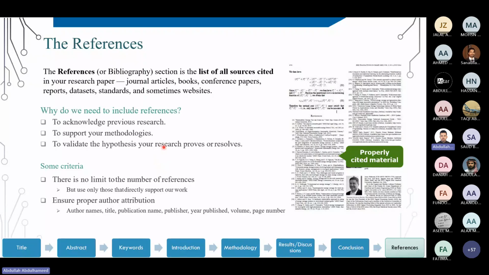Ensure proper author attribution. Okay, this is actually when you write the references, I believe you should be in a specific format, and this format just follows the publisher. If you are published in, for example, IEEE, then you use the IEEE formatting. And now, because there are a lot of citation management tools like Mendeley, you can just use those tools to organize and to manage your references.